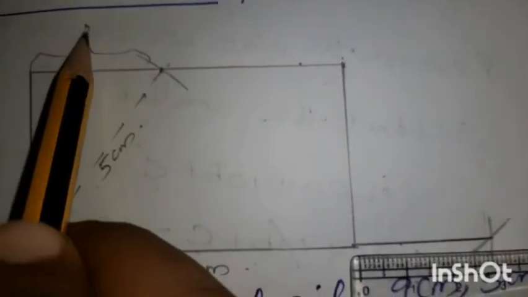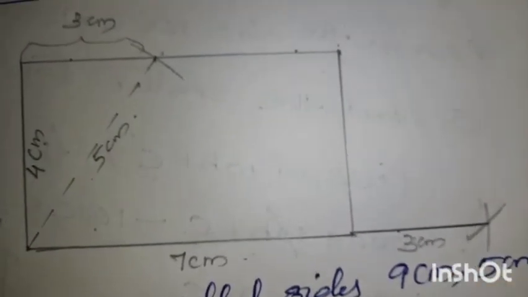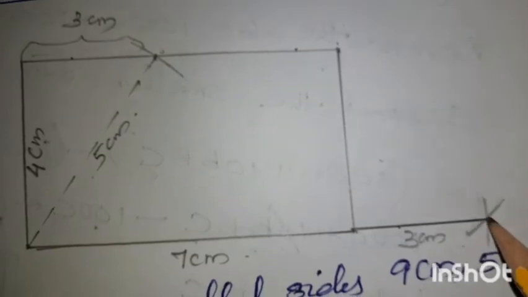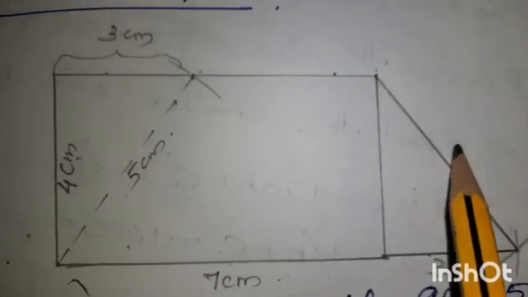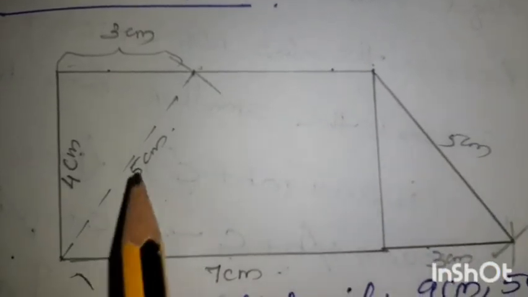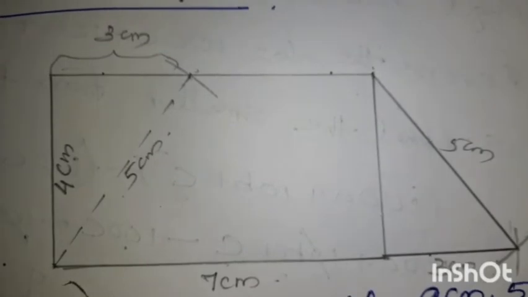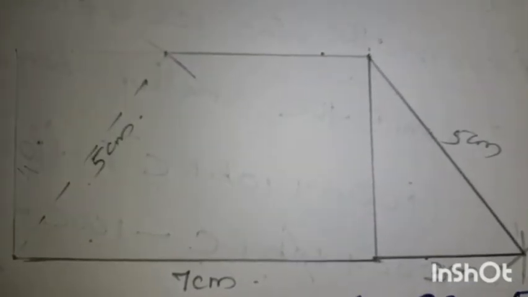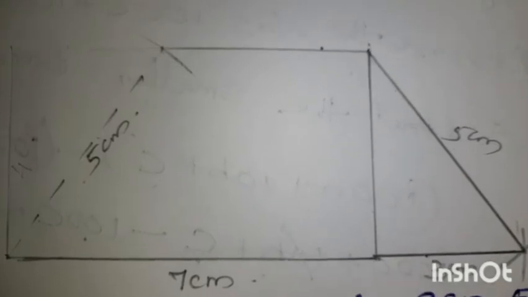This length is almost 3 centimeter, and that 3 centimeter you have to extend it. Then draw a 5 centimeter line from here. So this is a 5 centimeter line. So you get the non-parallel side 5 centimeter. So you got a trapezium with a non-parallel side of 5 centimeter.